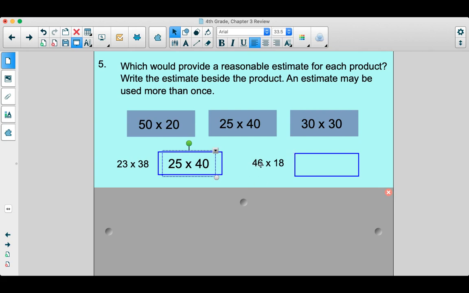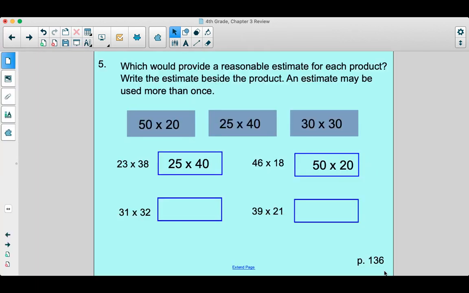Okay, let's slide over to this one, 46 times 18. So 46 is close to 50, and 18 is close to 20. They would round to 50 and 20, right? So I think this one would make a good estimate. All right, let's reveal the next ones. So we've got 31 times 32. This would round to 30. This would round to 30. So I'm going to go with this one. And last up, we've got 39 times 21.